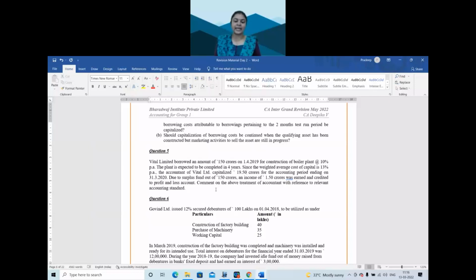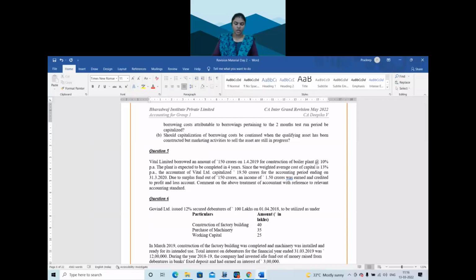Okay. Second, what is the percentage that we should consider when we are doing capitalization of borrowing cost under AS 16? Is it the cost of the loan which is 10% or is it the weighted average cost of capital which is 13%? The standard says we are only going to take weighted borrowing cost. Hence, weighted average cost of capital is not relevant. Okay, so this 13% is not going to be relevant for us. What is relevant for us is the cost of borrowing, which is 10%.